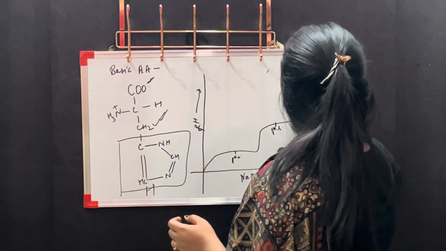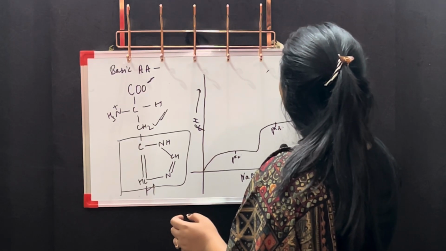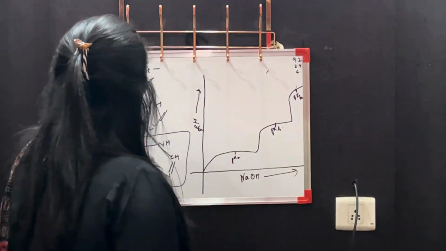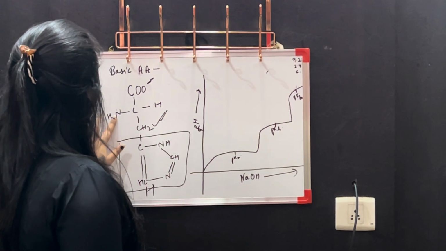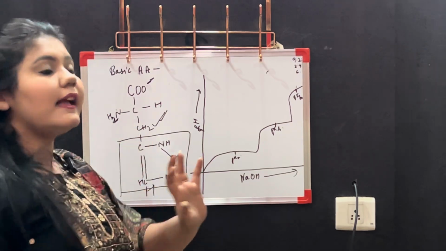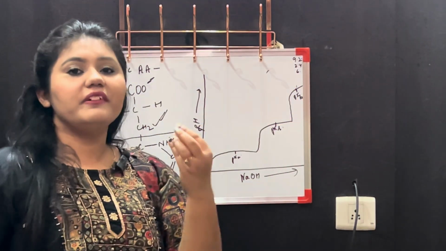Then we have 9.6 pH, that is the pKb. At 9.6 pH the main chain NH3 will start getting ionized and it will become NH2, and the whole structure will get ionized at pH 10 to pH 11.